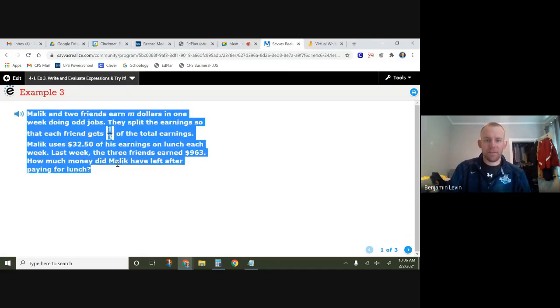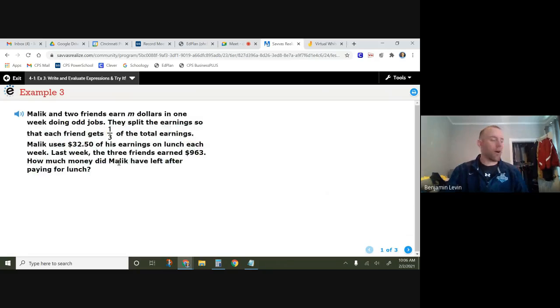Malik and 2 friends earn M dollars. We don't know how much they earn, so we're going to use the letter M to represent it. Malik and 2 friends earn M dollars in 1 week doing odd jobs. All right, they're painting people's fences, mowing lawns, fixing shingles on roofs. Who knows? They're just fixing up people's houses for extra money in the summertime. Right? They earn M dollars.